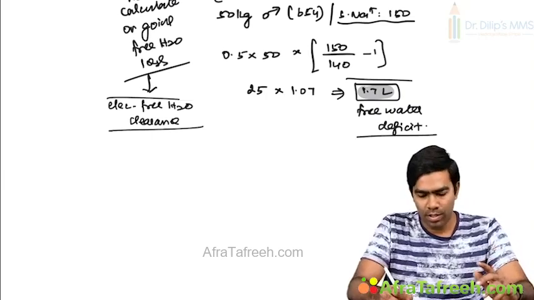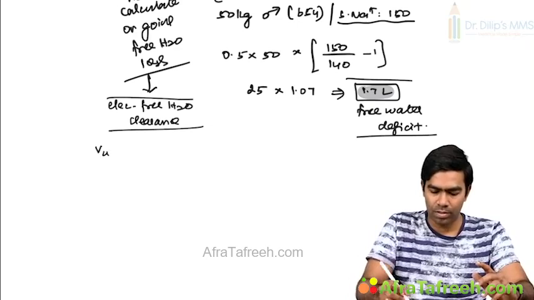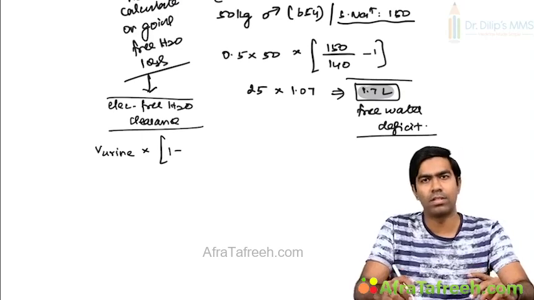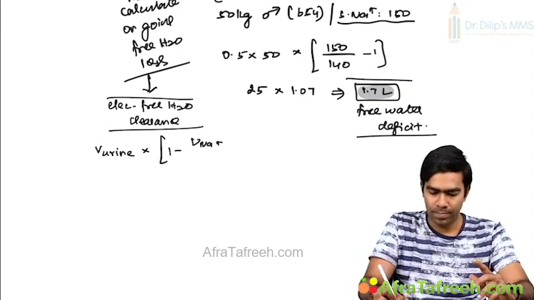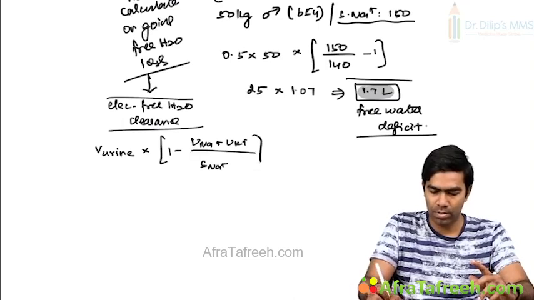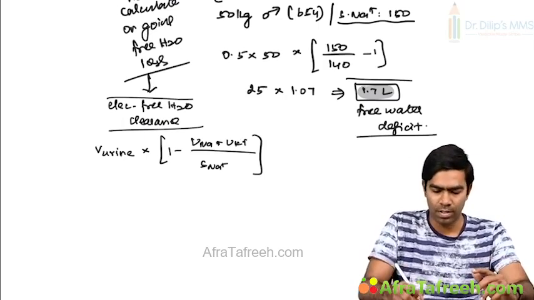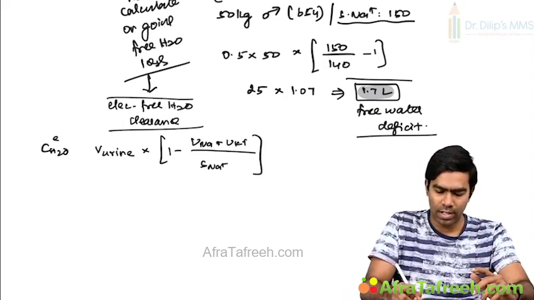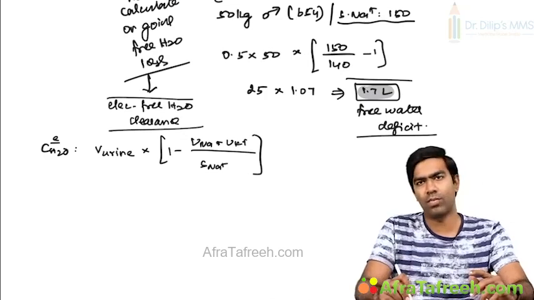Electrolyte free water clearance is given by the formula: volume of the urine multiplied by 1 minus urinary cations divided by serum sodium. We have used this formula multiple times. Again, you can write E on top of it because it's an electrolyte free water clearance.